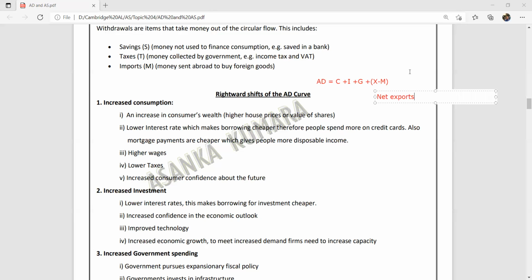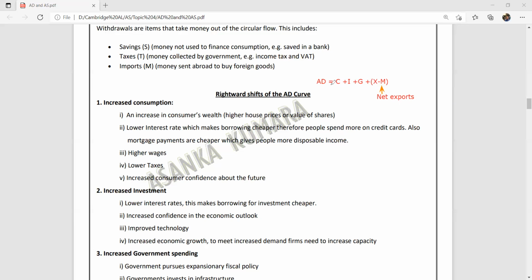So when net export increases, then the economy will have a high aggregate demand. Sometimes there are questions whether it is necessarily required to increase all the components of aggregate demand to increase aggregate demand. Actually, we do not need all the components. Even though one component increases, aggregate demand will rise.